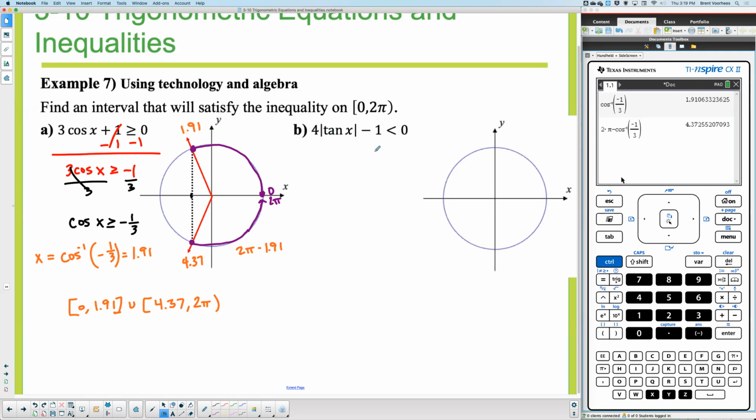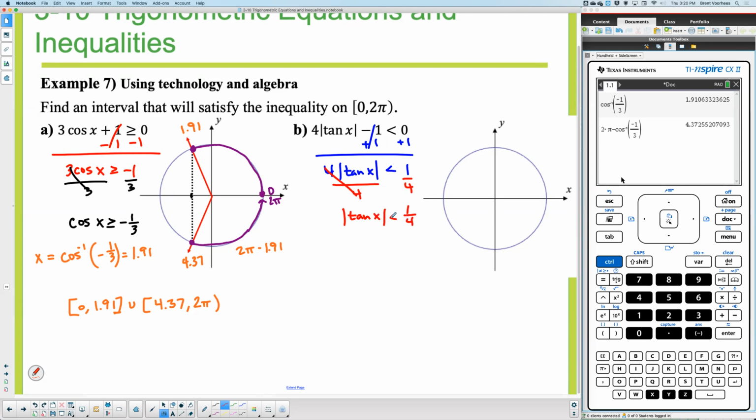And now let's do one with an absolute value. What would happen here? Well, the way you go through your algebra is you would add 1 first. So I have 4 times the absolute value of tangent x, which is less than 1. And then I'm going to divide by 4. And so the absolute value of tangent x has to be less than 1/4.